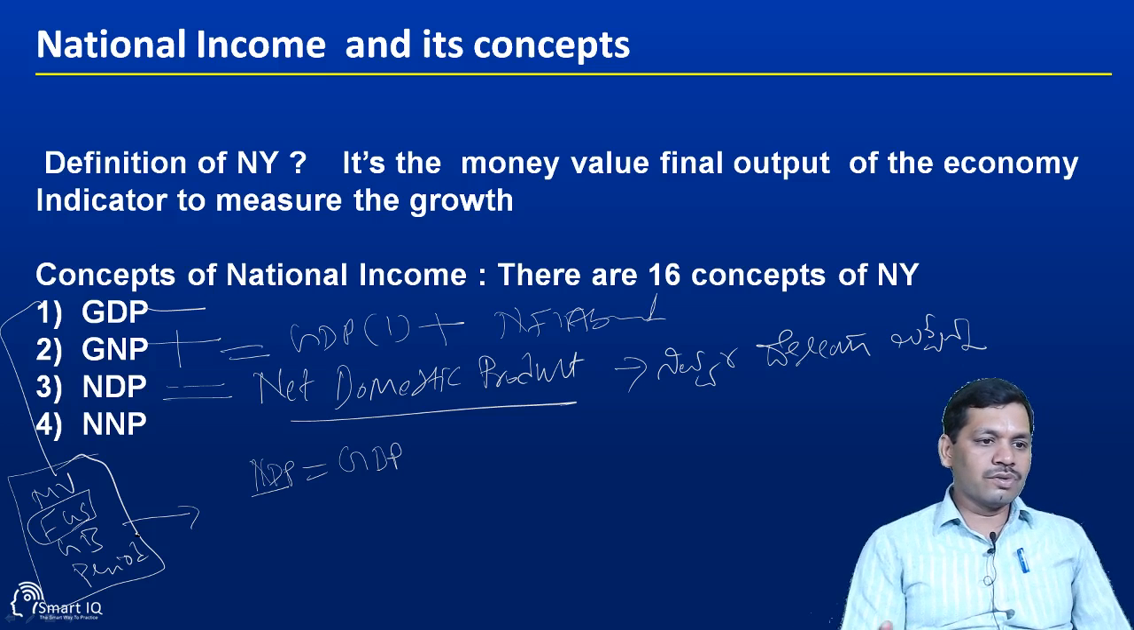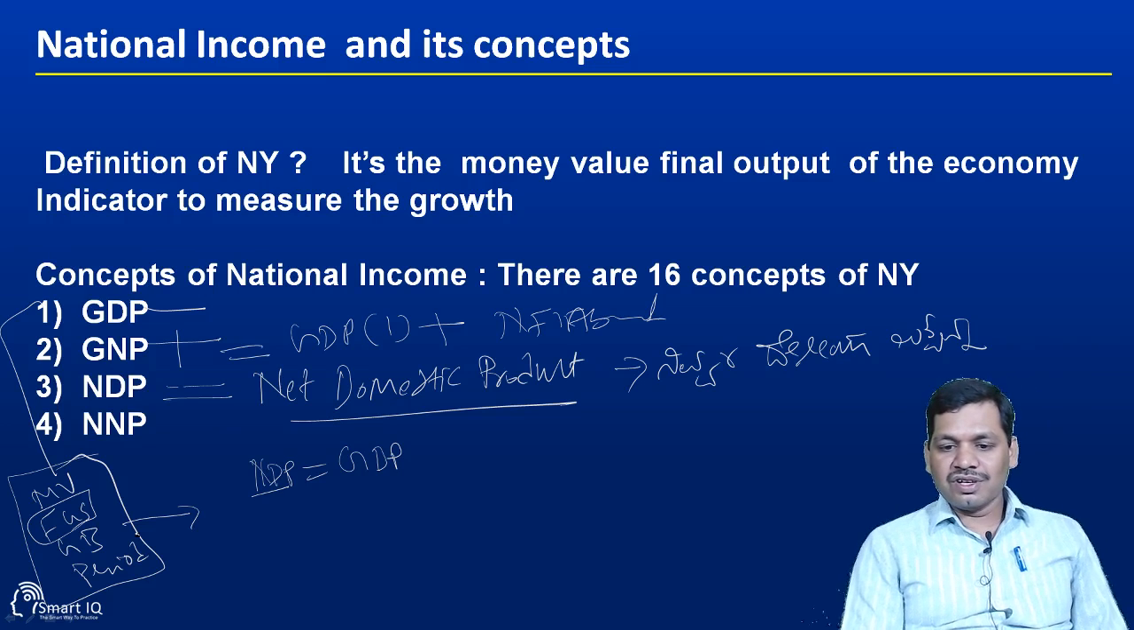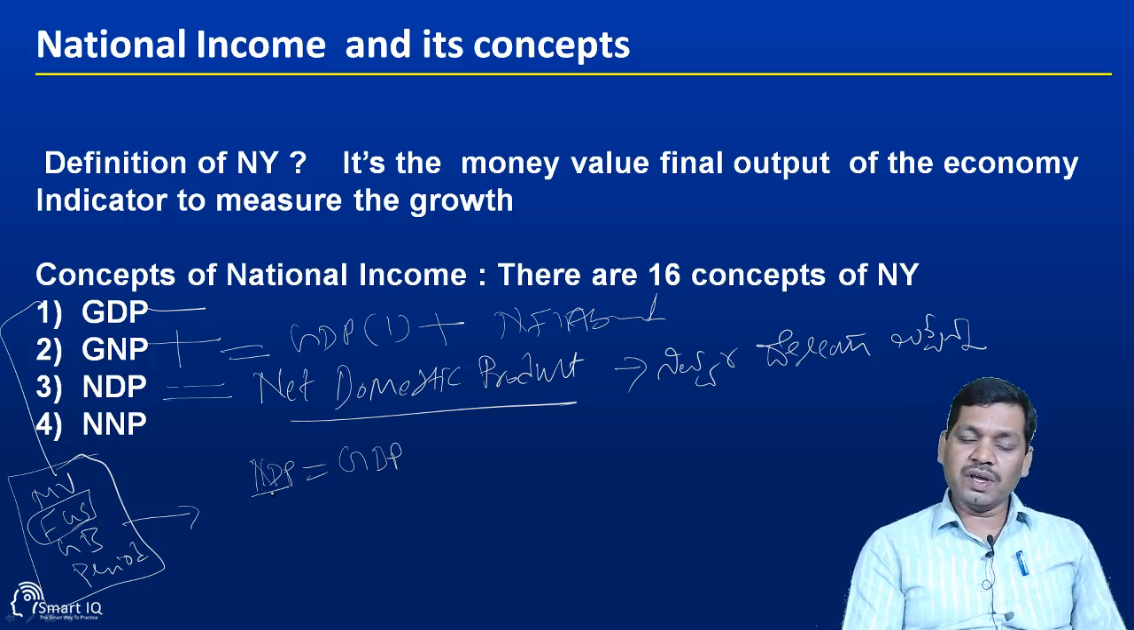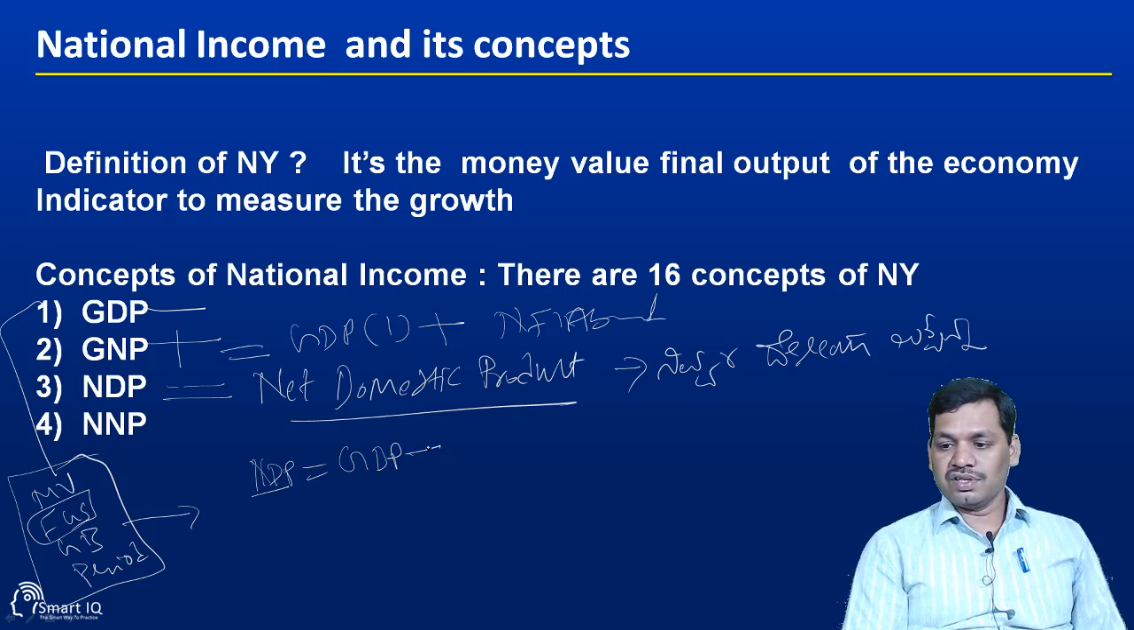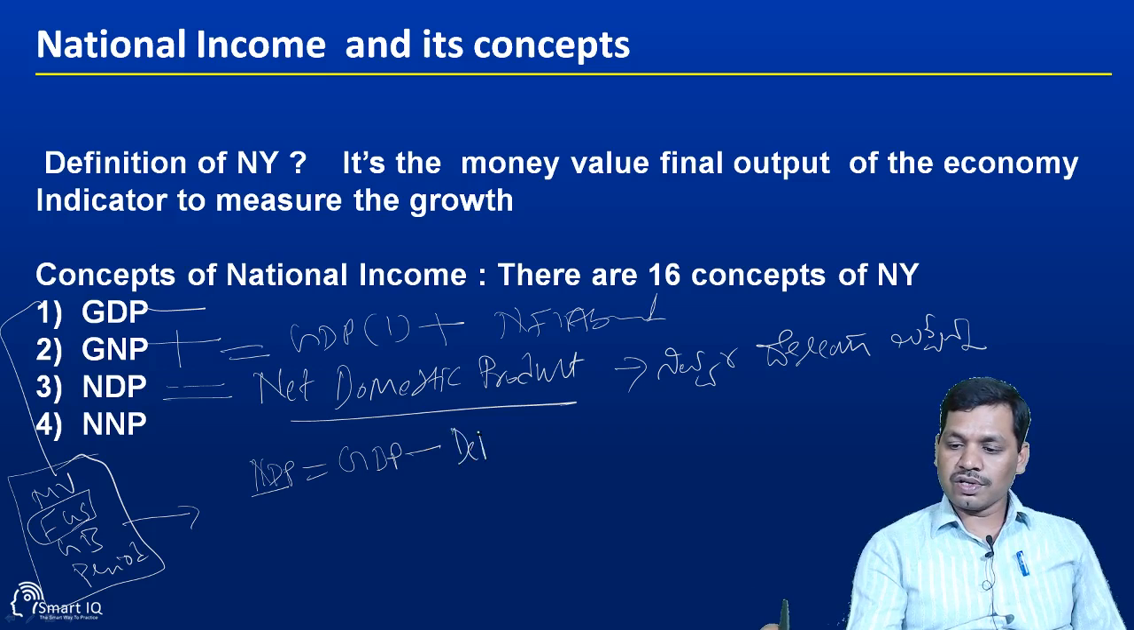So dear students, you should remember this GDP very well; you can generate everything if you know the base. This is something like a base. So NDP, net domestic product, is equal to GDP minus depreciation cost.